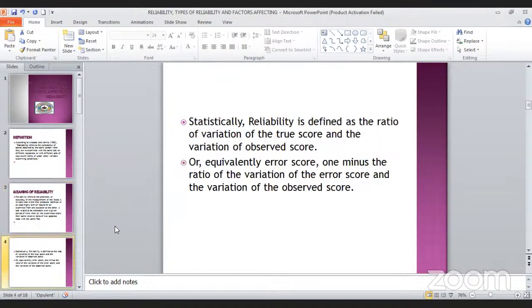And statistically, we can say the reliability is defined as the ratio of the variation of the true score and the variation of the observed score, or equivalently, 1 minus the ratio of the variation of the error score and the variation of the observed score. Actually, in any psychological test, each individual score is made up of two types of scores, the true score and the error score. So the observed or obtained score is equal to the summation of the true score and the error score.